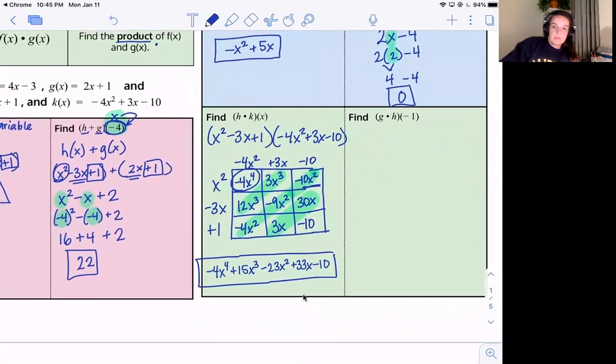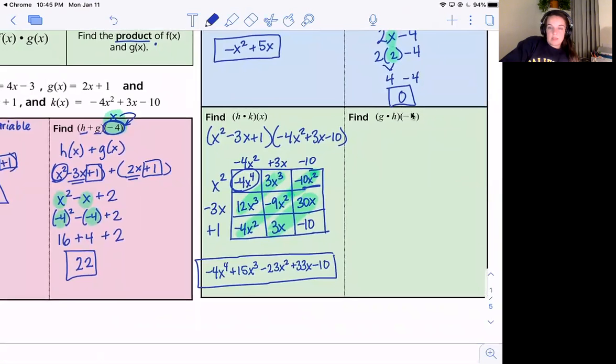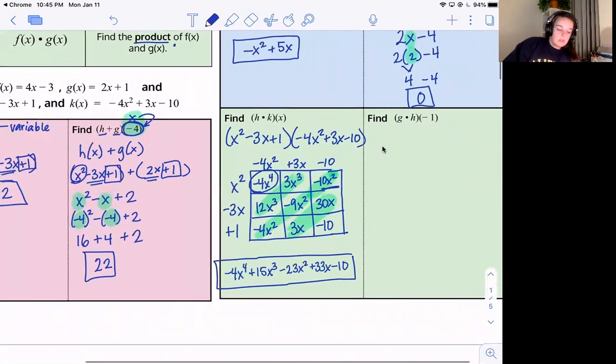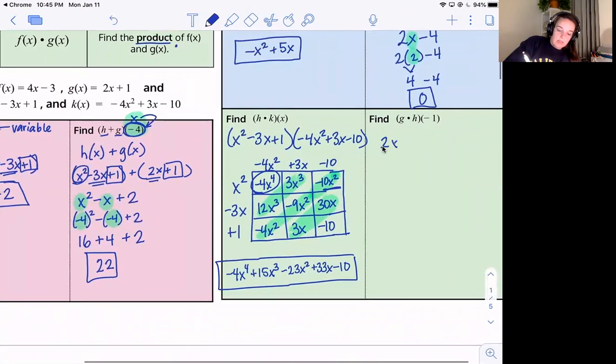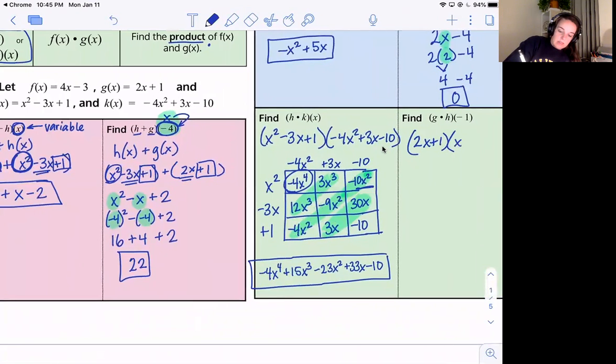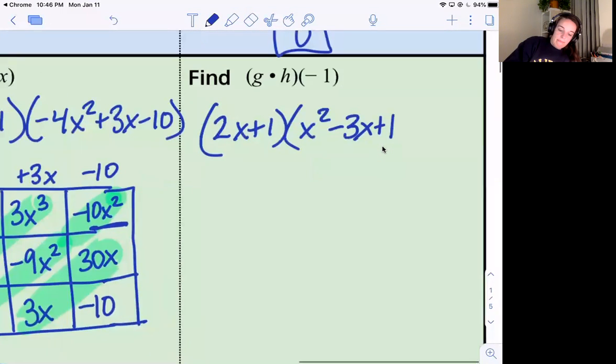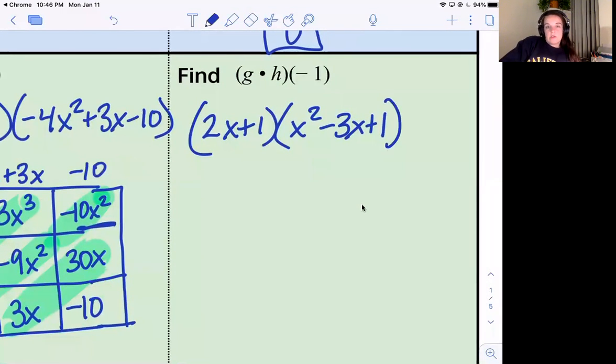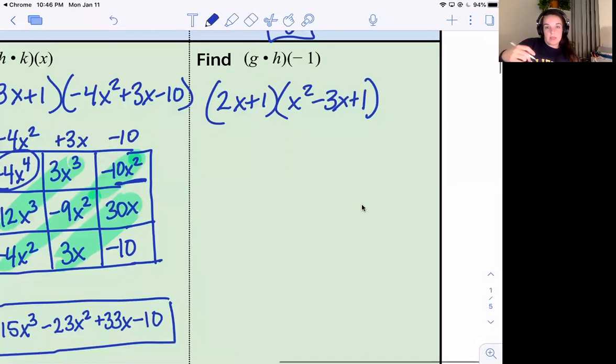All right, so same thing is going to happen here. We're just going to put that number in at the end. So we're doing g times h. So g is 2x plus 1 times h, which is x squared minus 3x plus 1. So there are two ways that we can do this problem. One is we can actually plug in negative 1 and just do the math. Or we can multiply them together and then plug in negative 1.